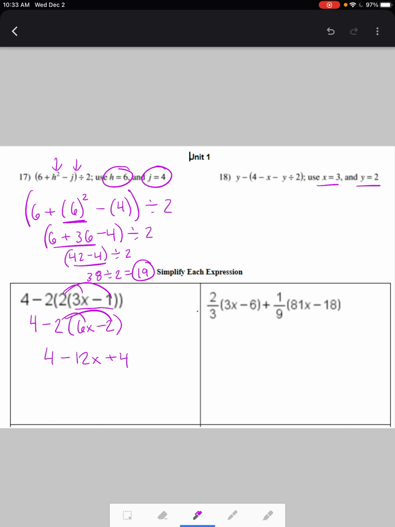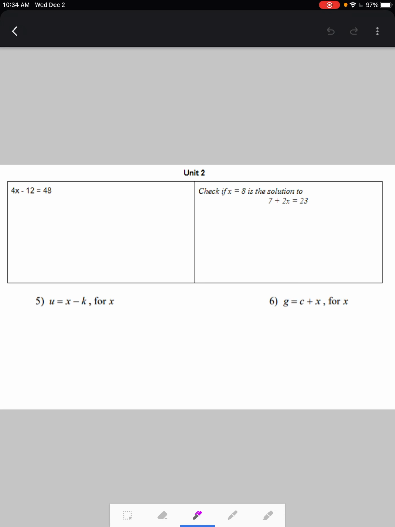All right, moving on to our next one here, Unit 2. Unit 2 had some solving equations for us, a couple different ways. The first one here, we are comfortable with this at this point. We know that we are using inverse operations, the opposite, to move things from the left to the right side. And we're trying to get that x term alone by itself.